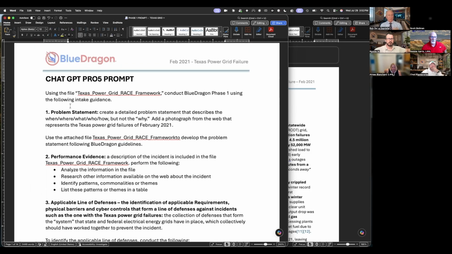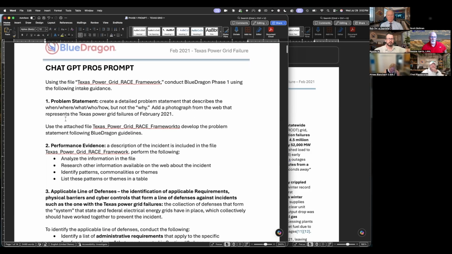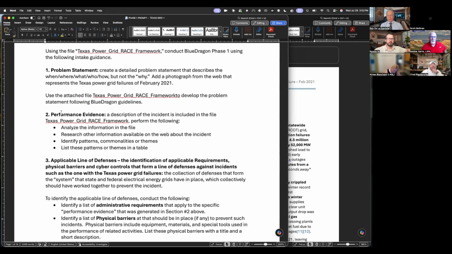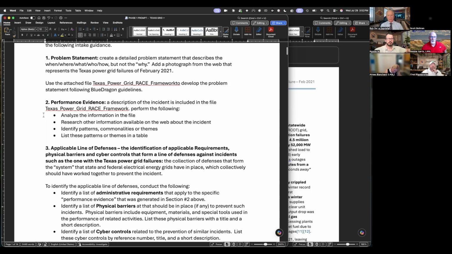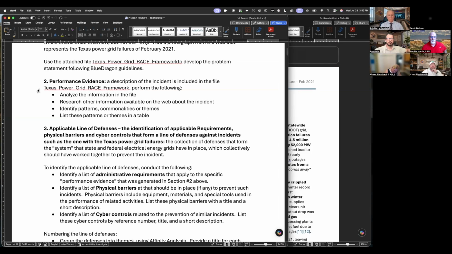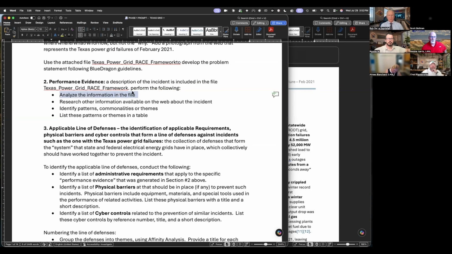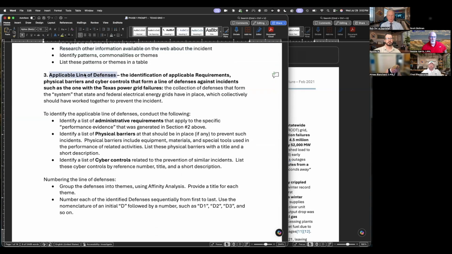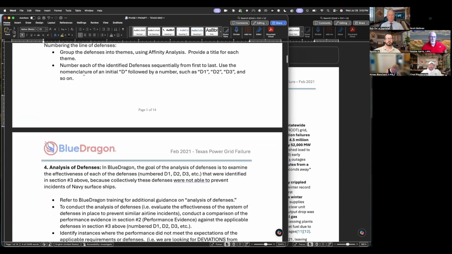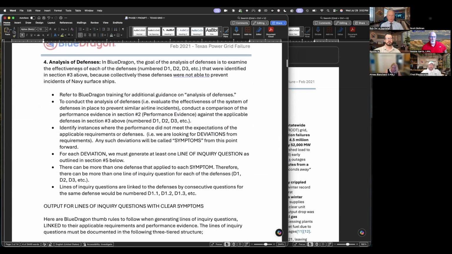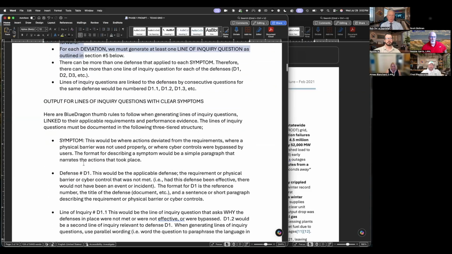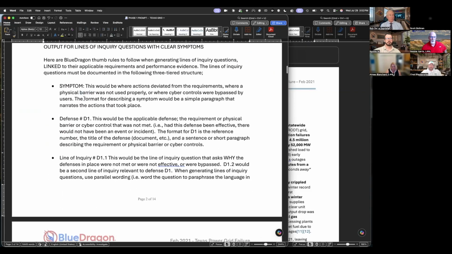Using our internal agent, we told it, here's the Texas power grid failure. And we have another document that gives it every detail that we know, just like we did for the Dali. Analyze the information about the performance, the grid failure. Research anything else you want to go find. And then find me the lines of defense. This is almost identical to the previous one. Do the analysis of defenses. Notice this looks identical. Here's the output, how I want you to give it back to me.